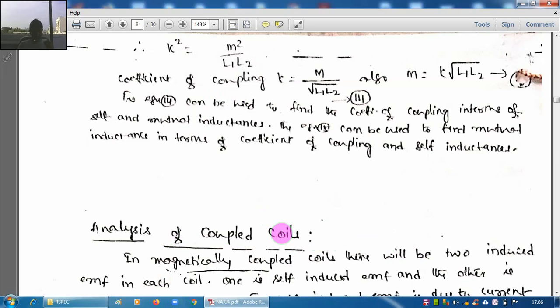In our last class we defined self inductance, mutual inductance, coefficient of coupling K, and the relationship among these three parameters. We derived that coefficient of coupling K equals M by square root of L1 L2, where M is the mutual inductance, L1 is the self inductance of coil 1, and L2 is the self inductance of coil 2. This is the relationship we derived.